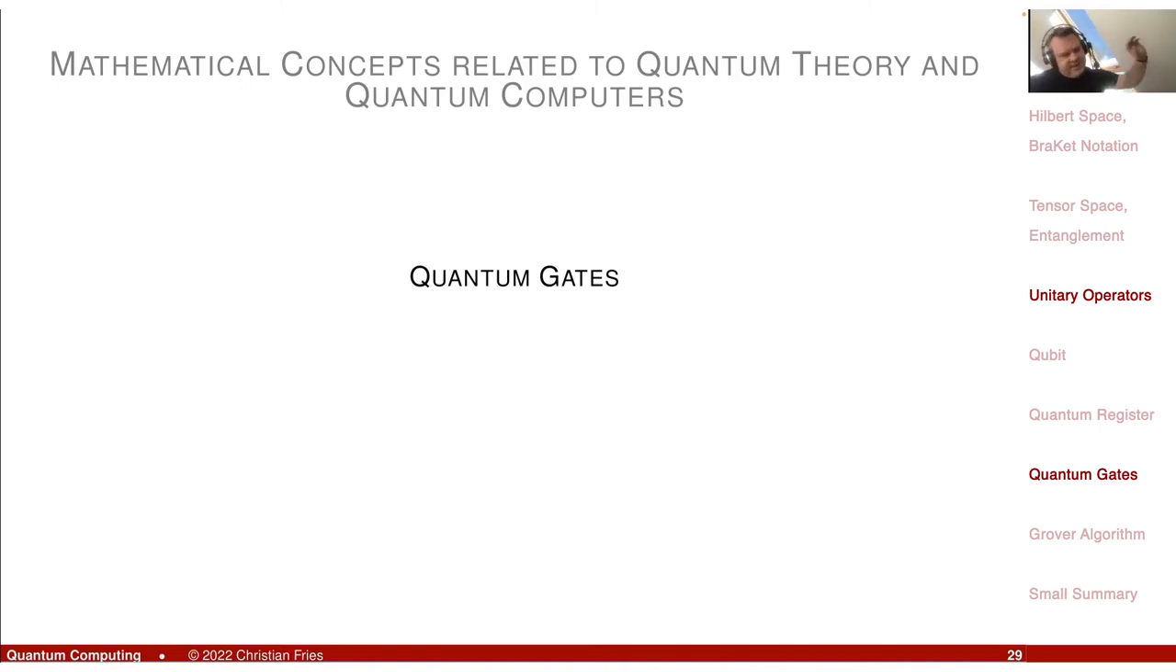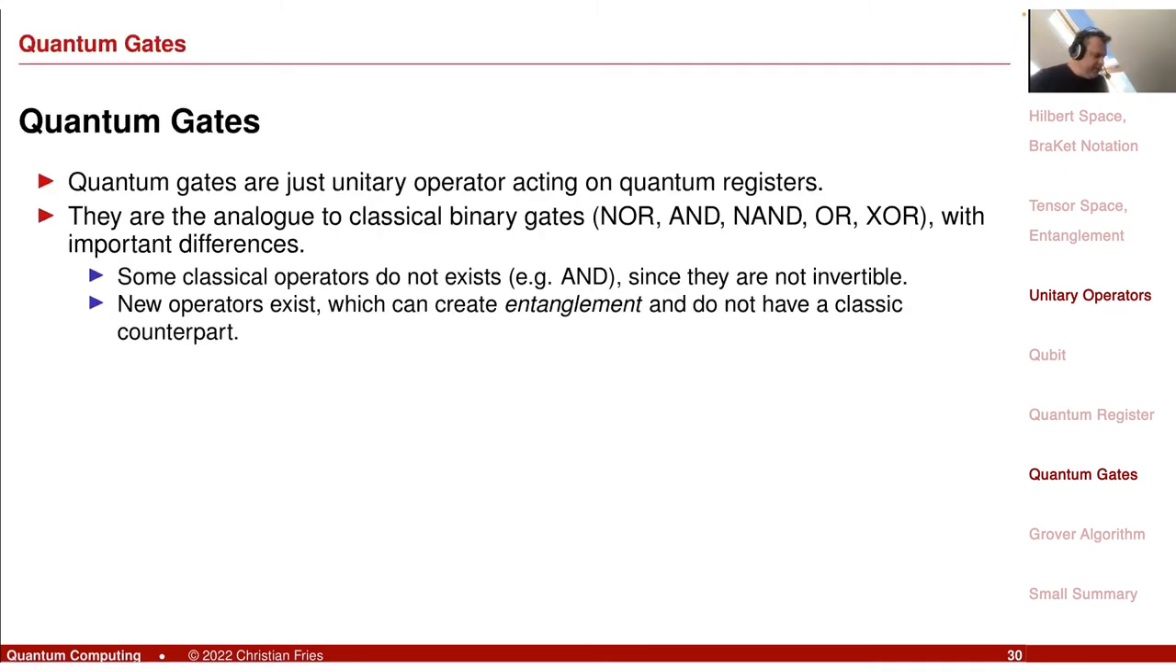In the section, I had three links to quantum computing. I had the definition of the qubit. I had the definition of the quantum register. And this here is now the third link. It's the quantum gate. It is linked to the unitary operators. So quantum gates are just unitary operators acting on quantum registers.